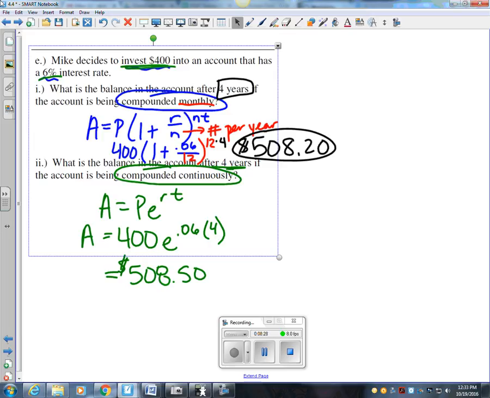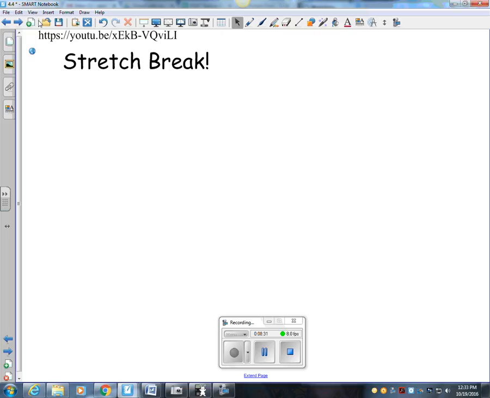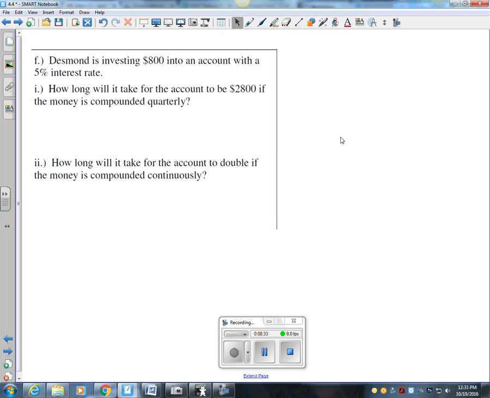All right, example F. Desmond is investing $800 into an account with a 5% interest rate. How long will it take for the account to be $2,800 if the money is being compounded quarterly? So that means we're using A equals P(1 plus r over n) to the nt.